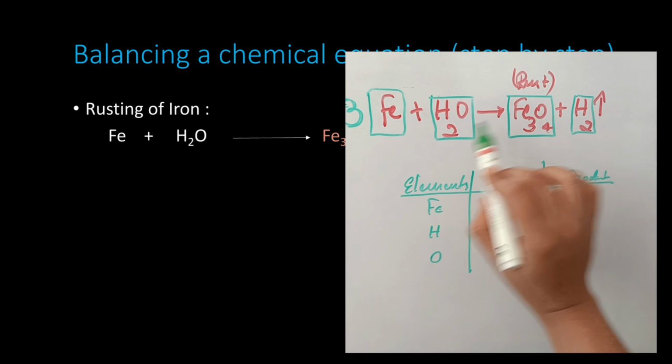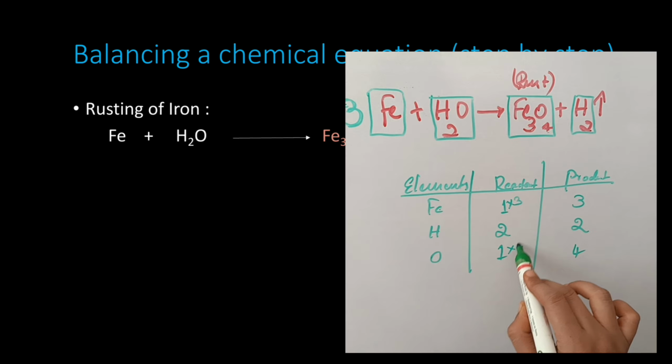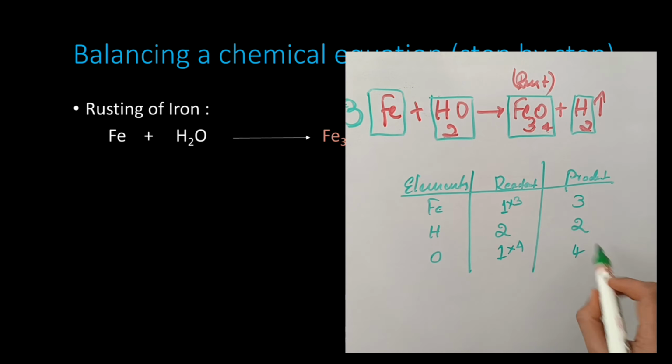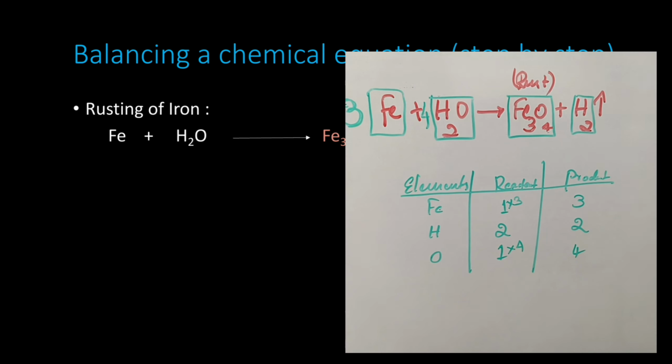So oxygen 1 is here on the reactant side. To balance that, multiply with 4. Now it becomes 4, right? 4 on the reactant side, 4 on the product side. 1 4s are 4. So add 4 here. Now the iron and oxygen are balanced. But what do you see change?